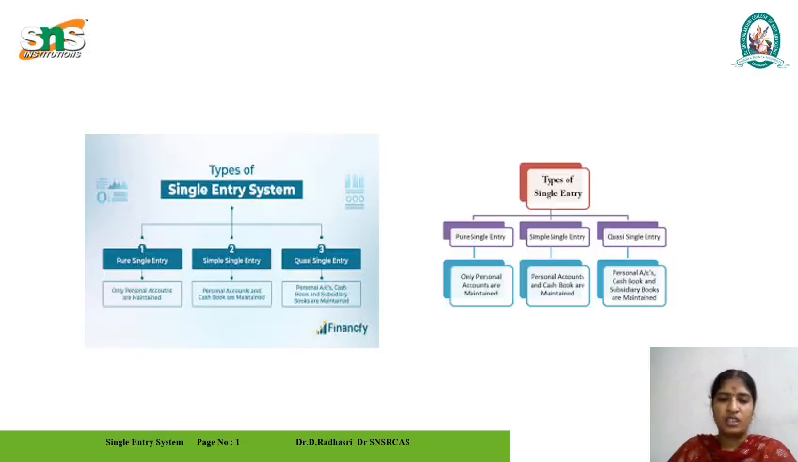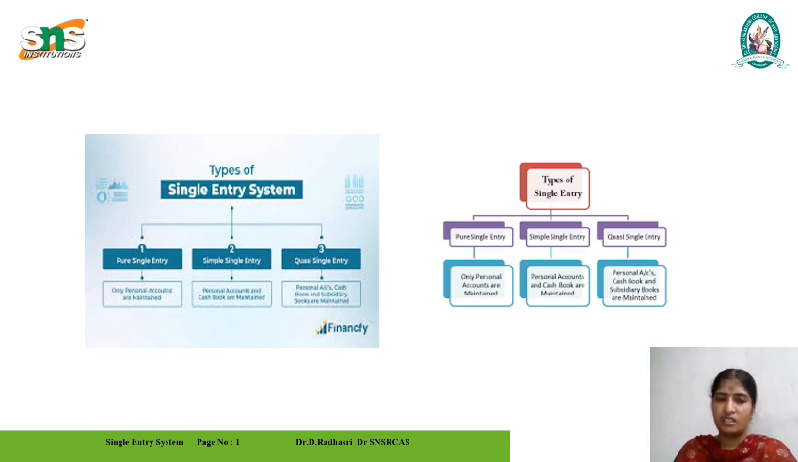The single entry system has three types: the pure single entry system, the simple single entry system, and the quasi single entry system. In the pure single entry system, only personal accounts are maintained. In the simple single entry system, personal accounts and cash books are maintained. In the quasi single entry system, personal accounts, cash books and subsidiary books are to be maintained.